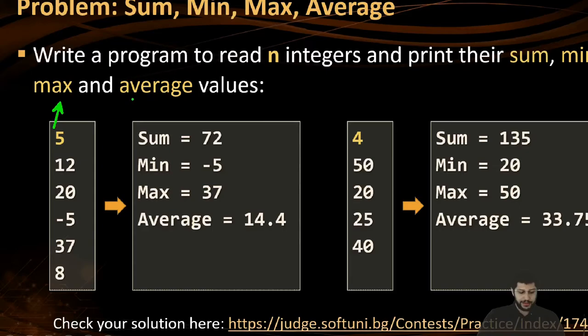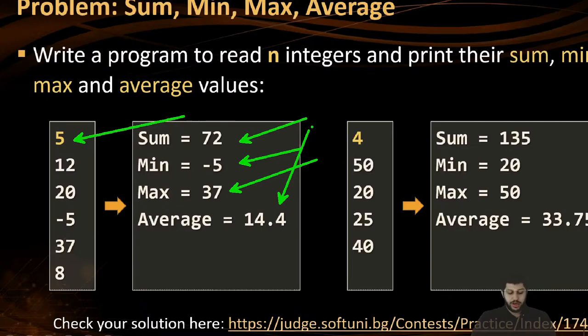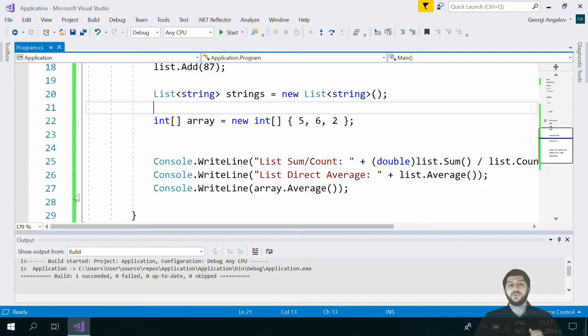So the first row, we get an integer. And this integer is the actual number of integers in our collection. And the next n lines, we get the individual integers in the collection. Finally, we need to output their sum, their minimum element, their maximum element, and their average. It's a pretty straightforward problem. I encourage you to pause the video and do it yourself. Try to be as productive as possible.